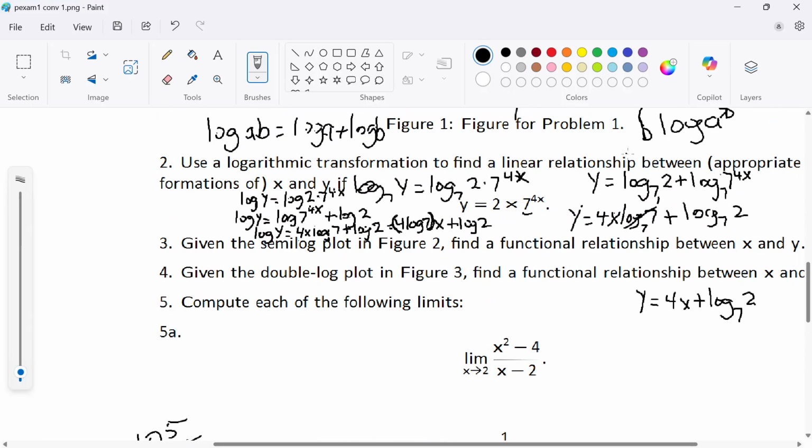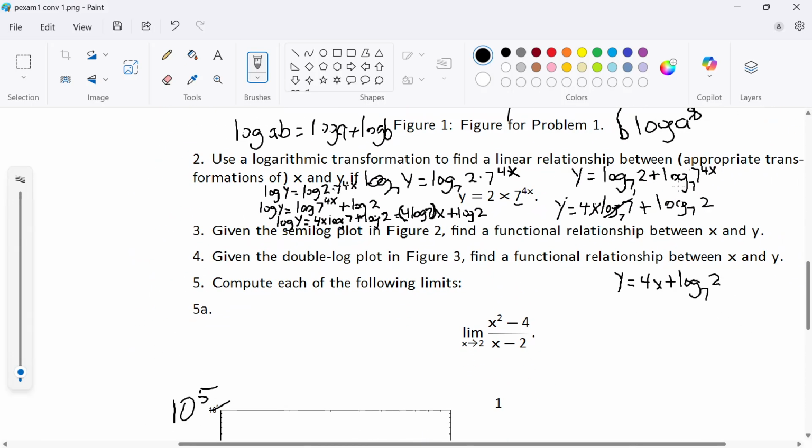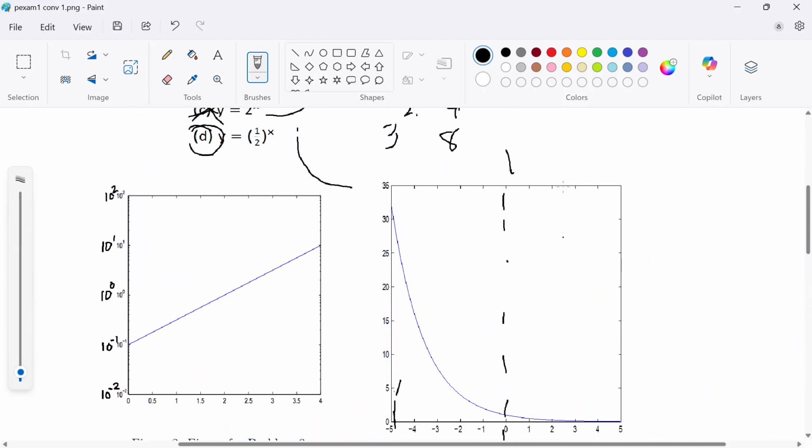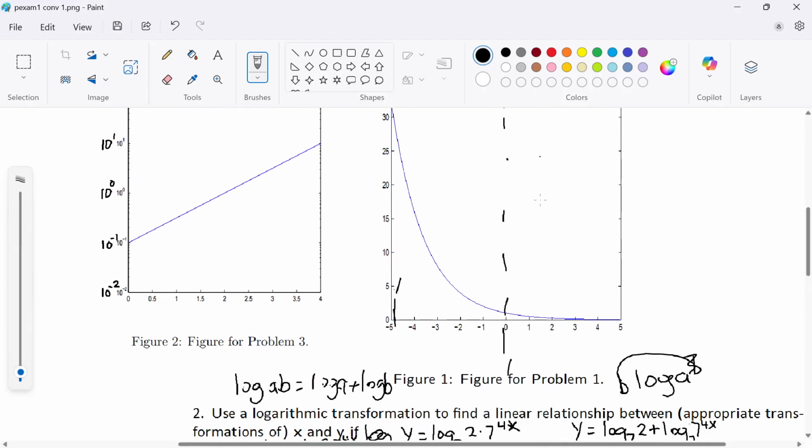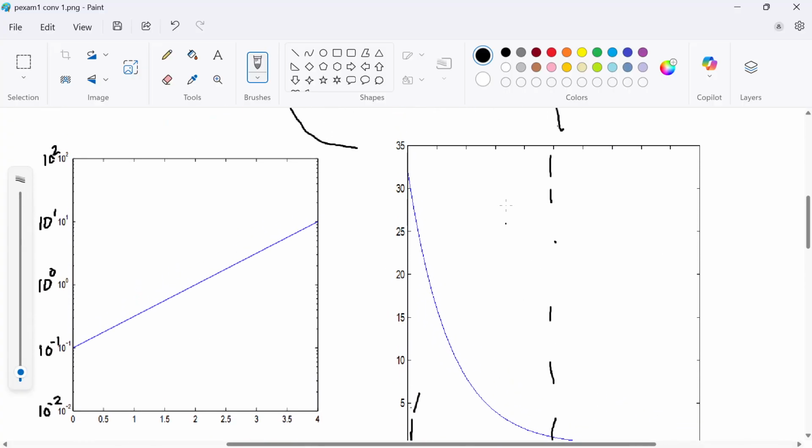So the next question, number 3, given a semi-log plot in figure 2, find a functional relationship between x and y. Well, here's the semi-log plot, figure 2. I think that's figure 2. And a semi-log relationship is going to look like this.